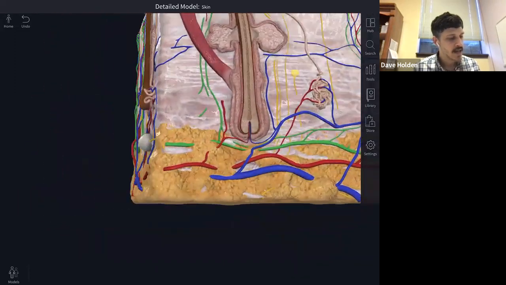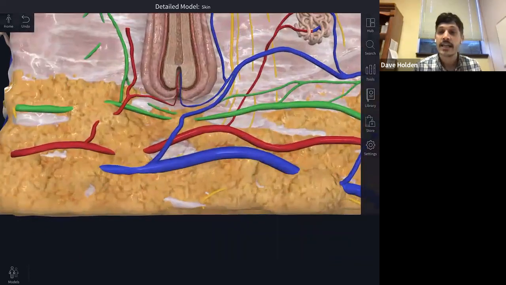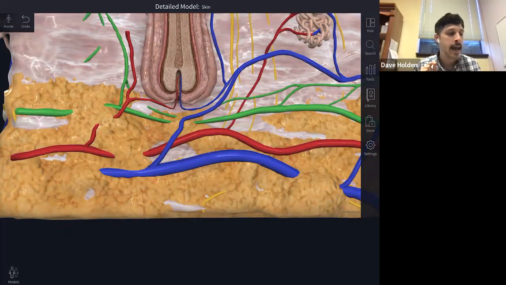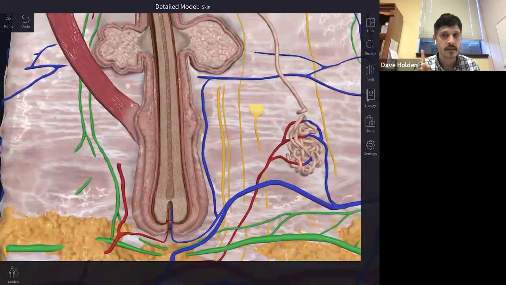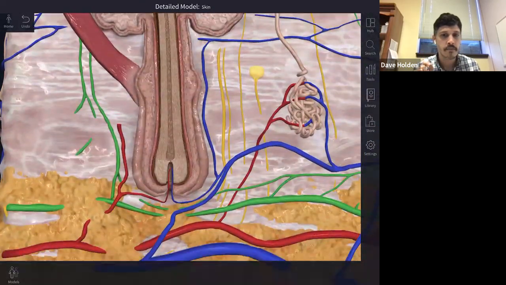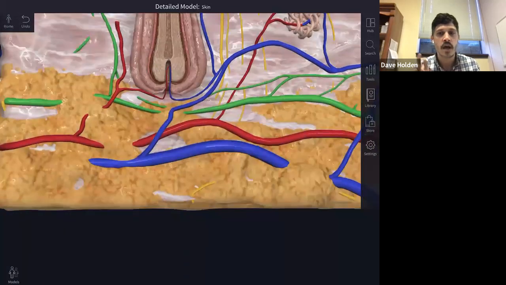So this brings us down to the final layer, the subcutaneous layer, or the hypodermis. It's this entire layer here in yellow. The yellow is adipose tissue, that's fat. We can see the larger blood vessels, so our lymphatic trunks, our venules, our arterioles. The smaller blood vessels are down there. Capillaries are up here. Arterioles and venules would be down here.